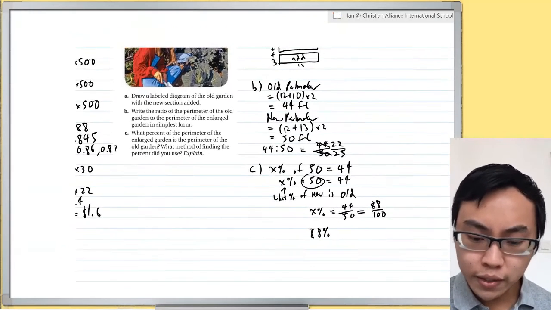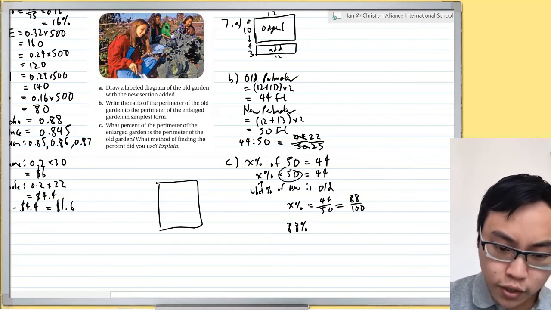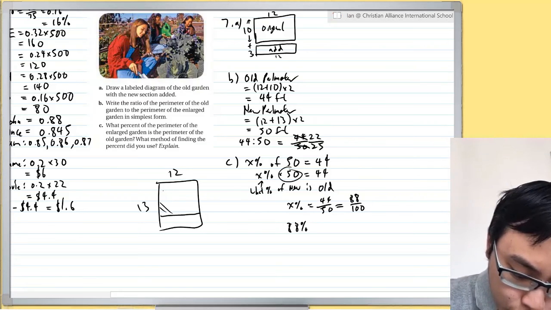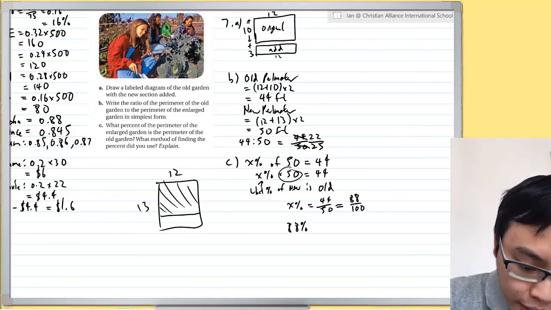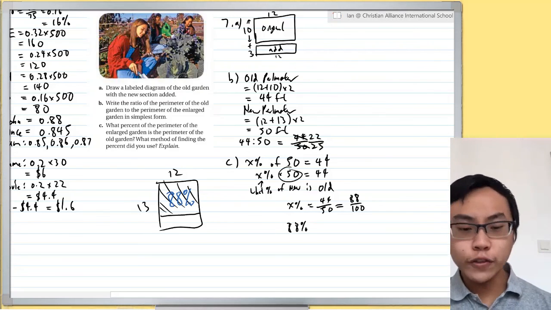What does that mean physically? If I draw a diagram of the new garden, this is going to be 12 by 13. That's going to say 88% over here. 88% is actually the old garden. Hopefully that makes sense.